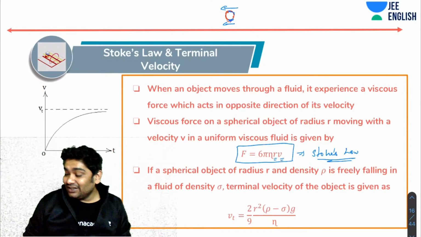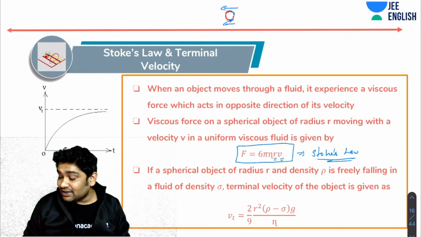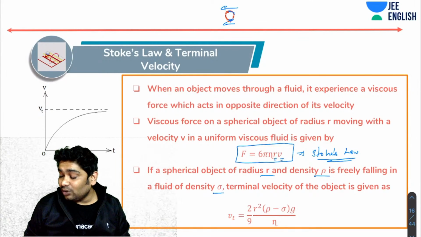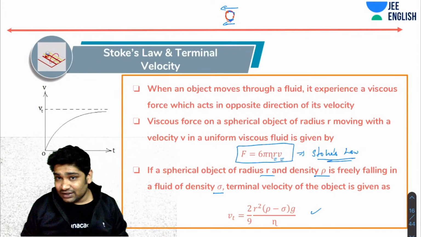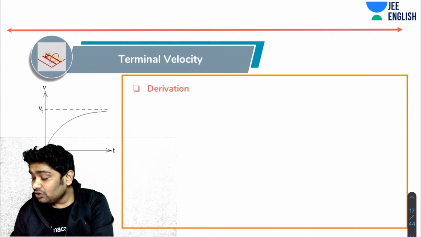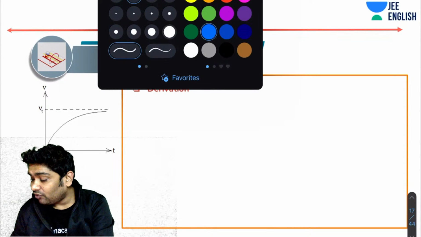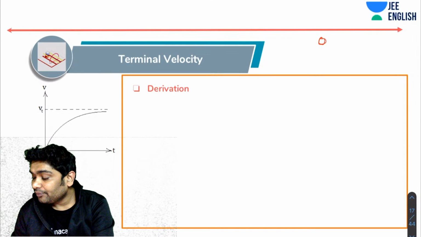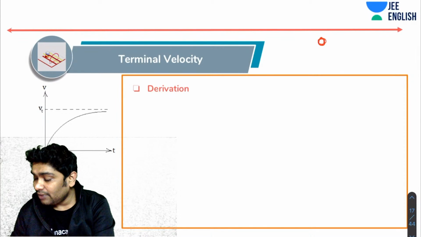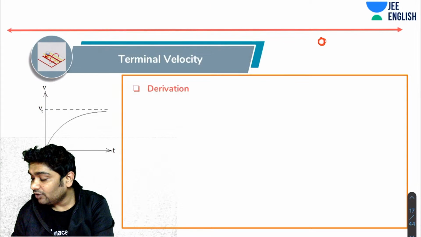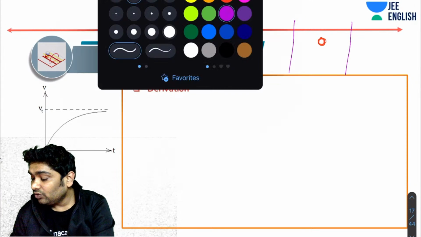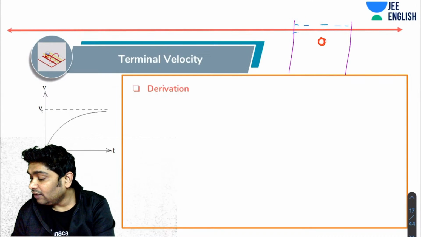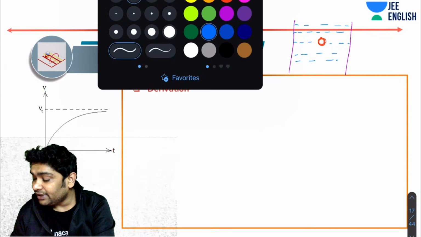Okay, so if a spherical object of radius r and density rho is falling in a liquid of density sigma, then the terminal velocity of the object is given like this. Let's try and prove that equation. Imagine a solid falling through a liquid. Imagine that you have a very long cylindrical container filled with some liquid, and when this solid is falling through, the kind of forces it experiences are as follows.